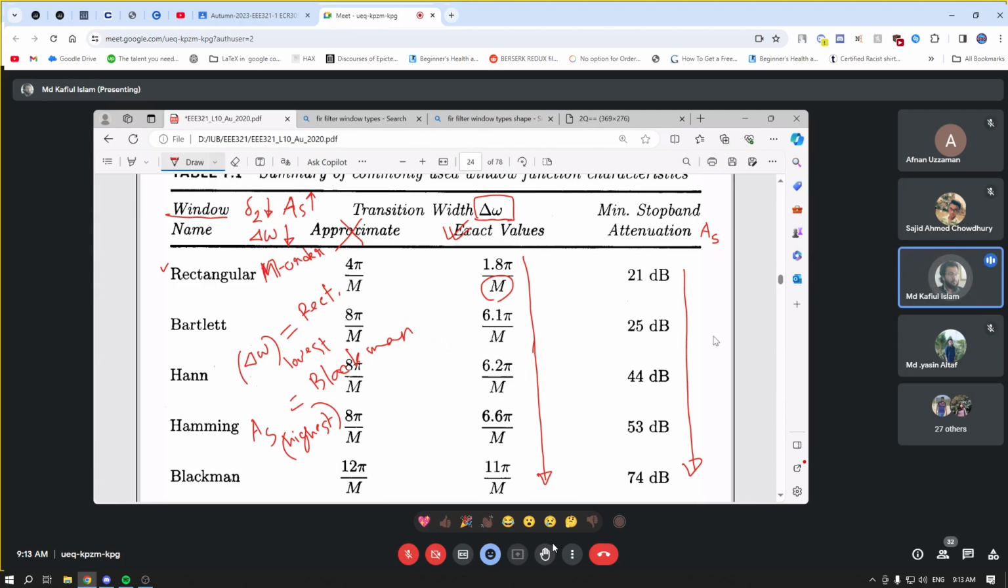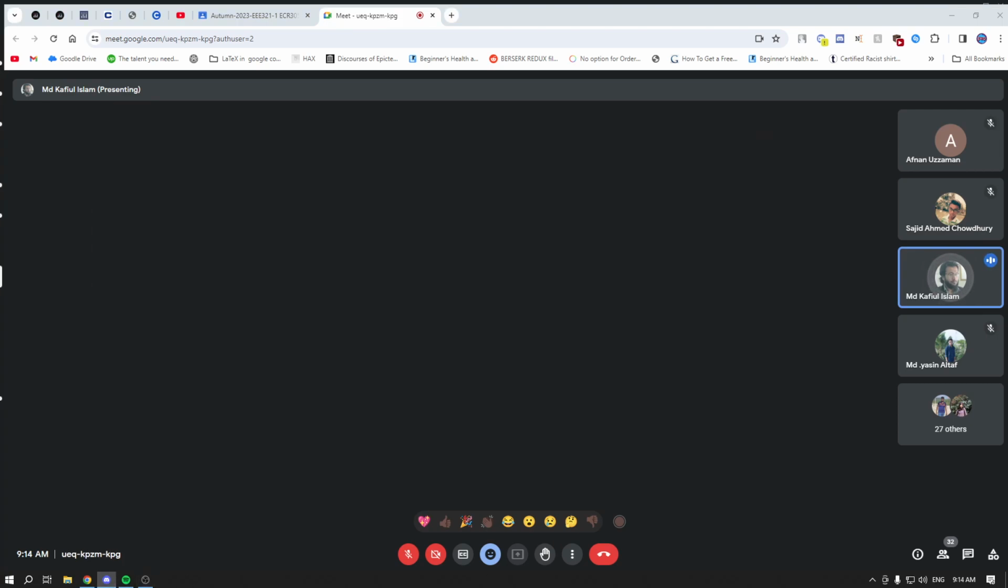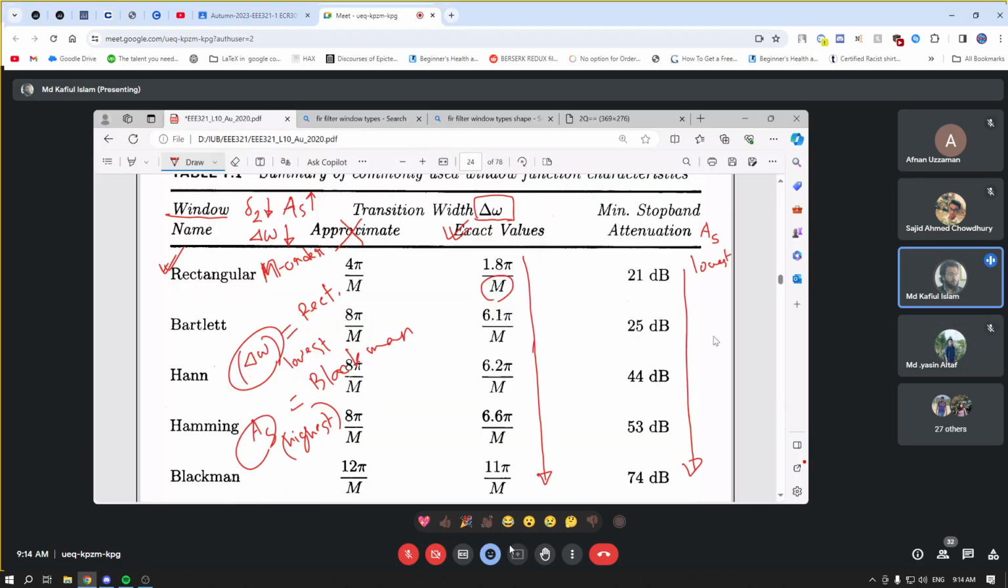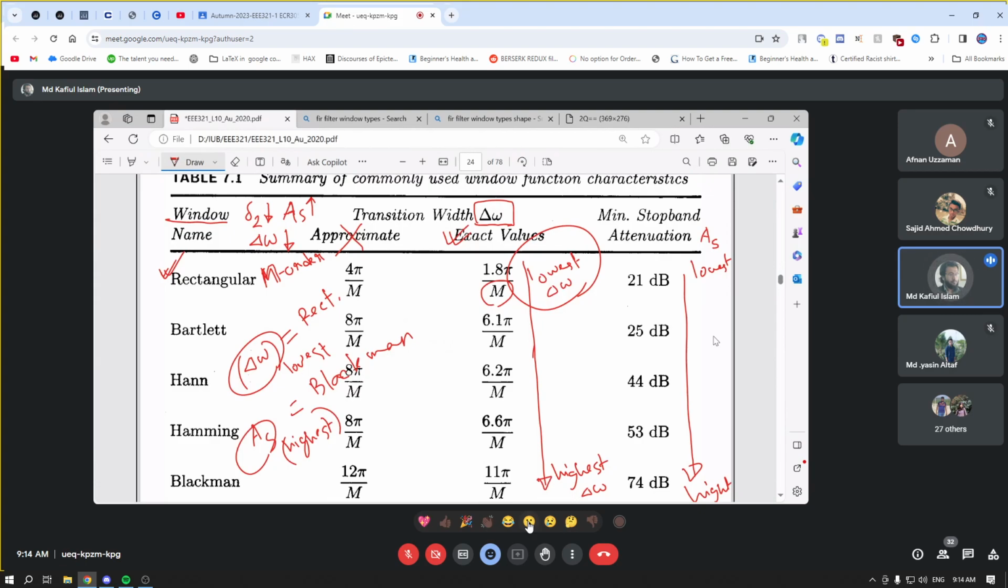If I take rectangular window function, then I win in terms of delta omega, but I will lose in terms of AS. Do you agree? Because this has the lowest AS, this is highest AS, right? And this is lowest delta omega, this is highest delta omega. But for delta omega, we look for lowest. But for AS, we look for highest, right? Do you agree? Yes, sir.